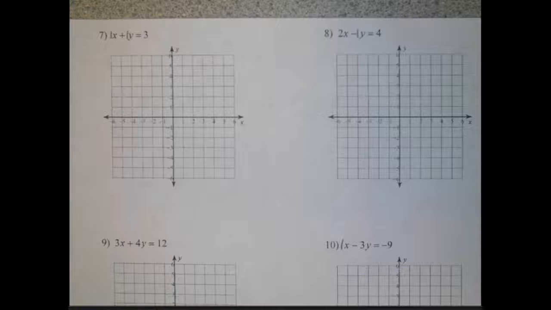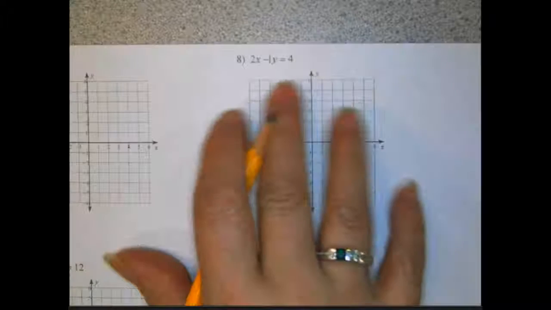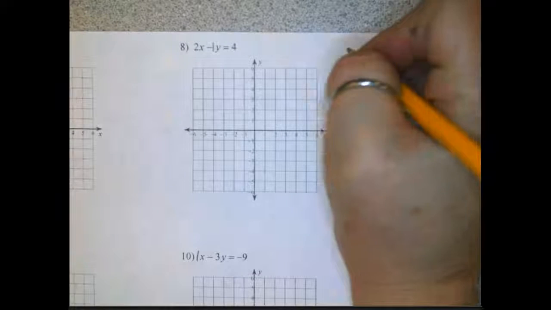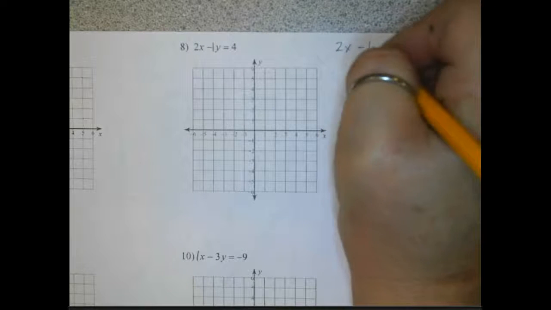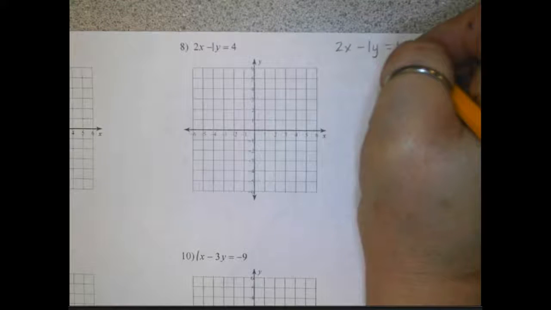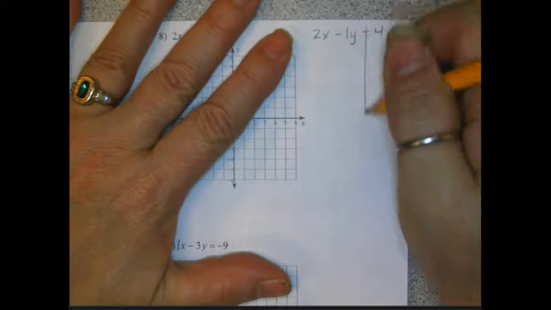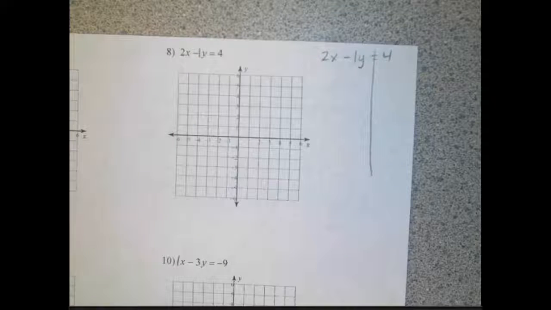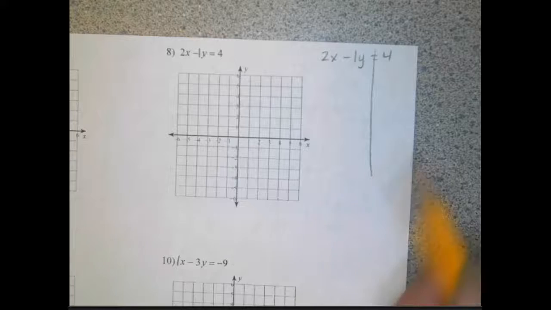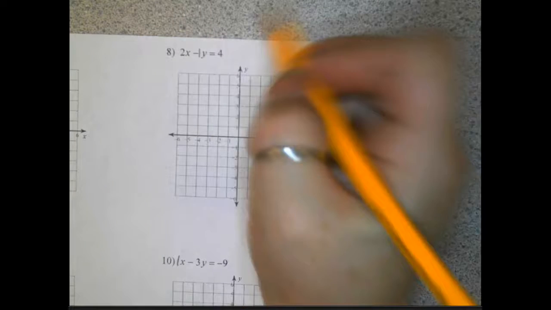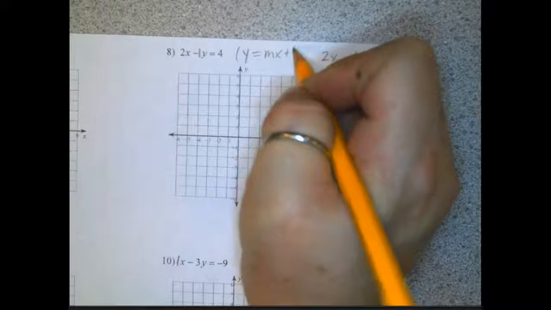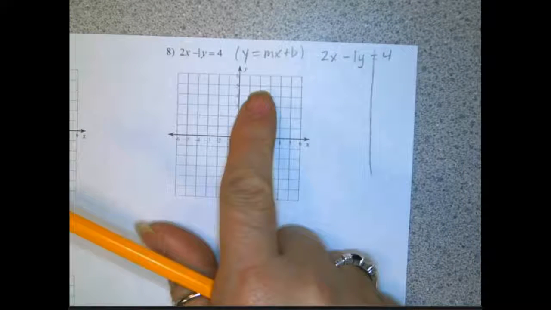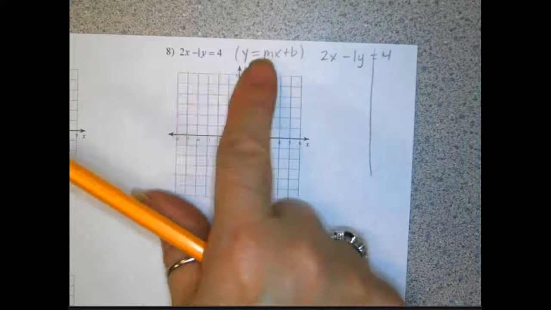So I'm going to take number 8, and I'm going to write it over here on the right-hand side. So I have 2x - 1y = 4. I'm going to draw that line there because I still want that balance. All right, here's my goal. Y = mx + b. That's what my goal is. I want this to look like this.